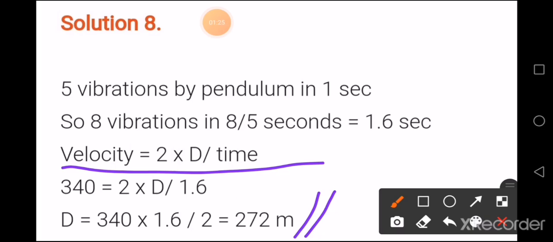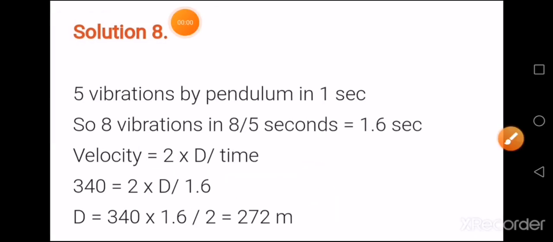Now you have 2 or 3 questions remaining. The remaining 3 questions are in the same way only, you can try them out as homework, and if you have any doubt, put it in the comment box.